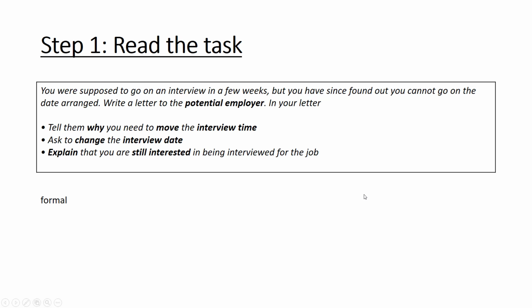So here is an example of a formal letter. We know it's formal, well, because of the words used here. You're writing to a potential employer. So here are the 3 bullet points, and you are going to have to write about each of these. It's a good idea to maybe underline some key points in this, just to keep your letter on track.